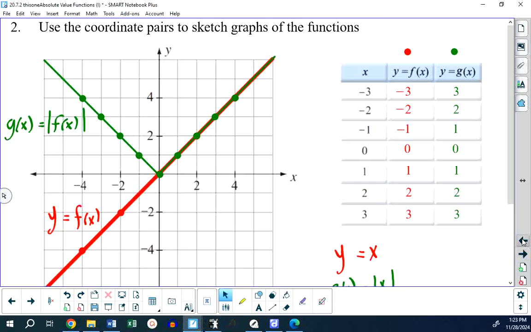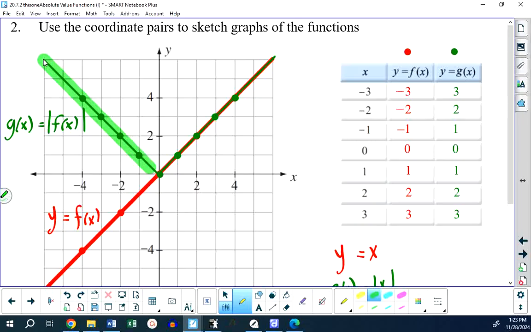Well, I'll ask you, why is this section of the graph not the same as the corresponding section in that domain? When I say in that domain, I mean for x equals negative numbers. Why is that green section that I've highlighted in a big thick green line not matching up with the corresponding red section of the original? Colin? All the negative values of y become positive.